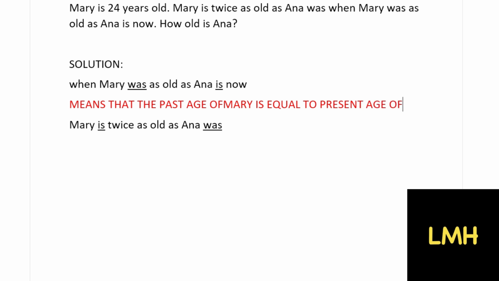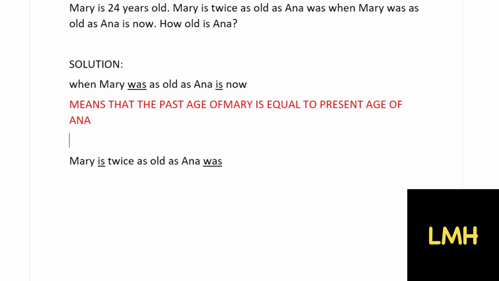Repeat reading to understand. Mary is twice as old as Anna was. The key terms: Mary is twice as old as Anna was. That means that the present age of Mary is twice the past age of Anna. This could also say that the past age of Anna is half the present age of Mary.